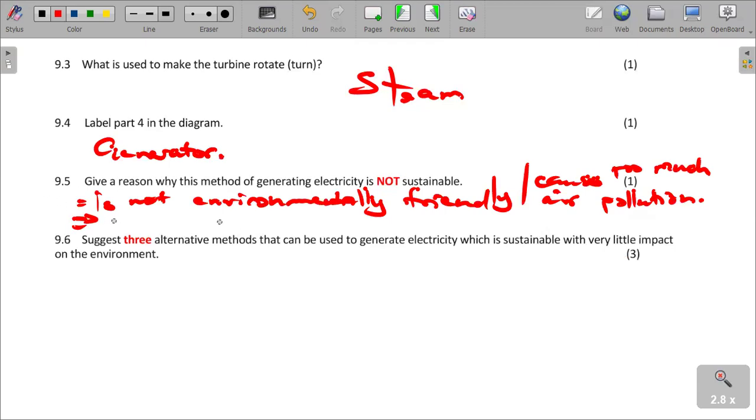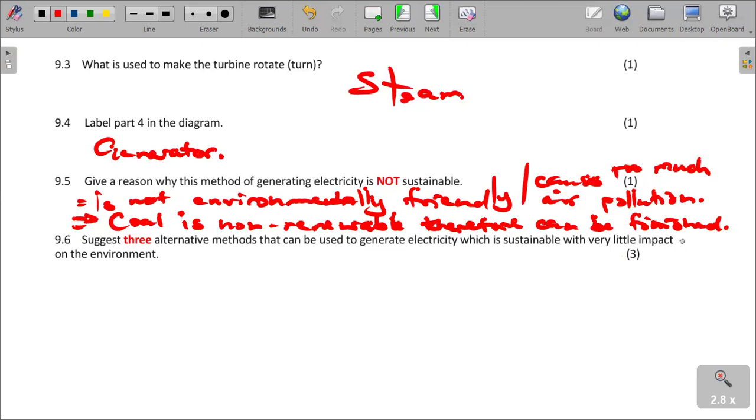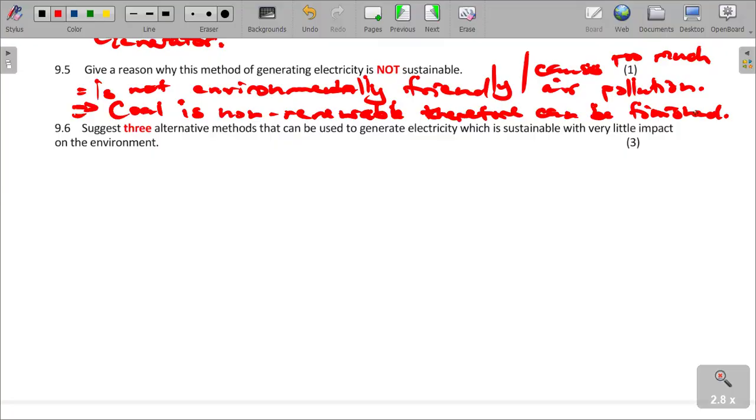We can also say coal is non-renewable, therefore it can be finished. That is a problem with coal. And then suggest 3 alternative methods that can be used to generate electricity, which is sustainable with very little impact to the environment.